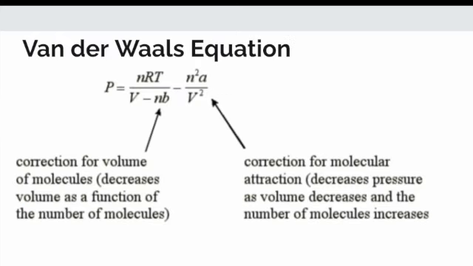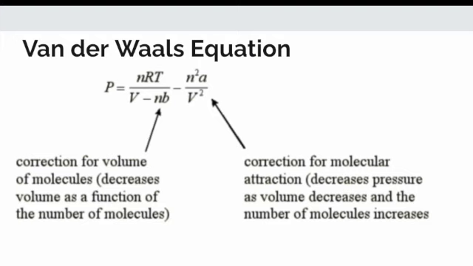Now, P equals nRT, you should recognize that, that's the basic structure, but then you have nRT divided by V minus nb, and this new fraction is now also being subtracted by n squared a over V squared. Now n, R, T, V, and P, these are all just the standard variables that we've covered already. But now b and a represent constants, and b is supposed to represent, as it says on the screen, the correction for the volume of the molecules.